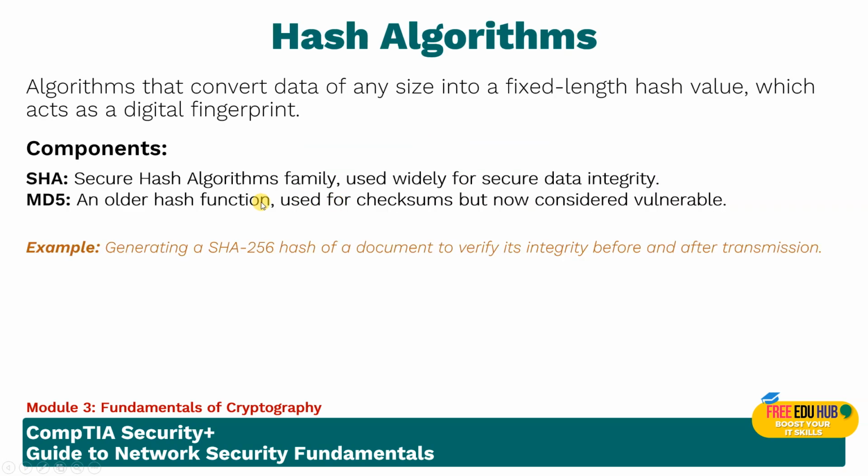Now we have hashing algorithms. Algorithms that convert data of any size into a fixed length hash value, which acts as a digital fingerprint, is called hashing. Now, there are different components of it. For example, SHA is a secure hash algorithm family widely used for security and data integrity, and MD5 is an older hash function used for checksums, but is also considered vulnerable.